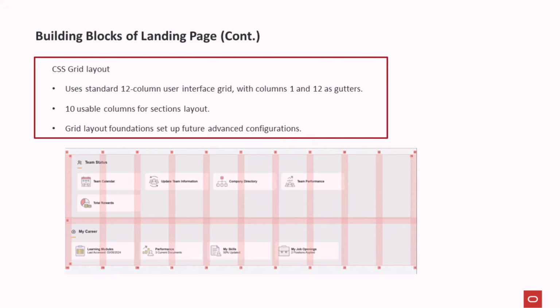Let's talk about the backbone of the page, the grid layout. A landing page is laid out in a 12-column grid, which is a typical user interface grid standard. CSS columns are numbered from 1 to 12. The outer columns, or columns 1 and 12, are the gutter columns providing vertical padding on each side. That means you have 10 columns on a landing page to lay out your sections. The landing page examples used in the demonstration later in this video rely on the 12-column with 2 gutter columns default settings.